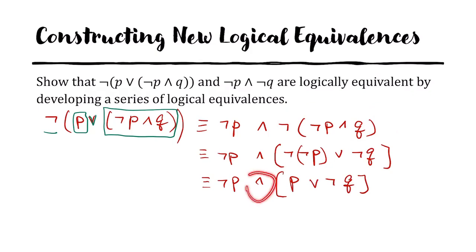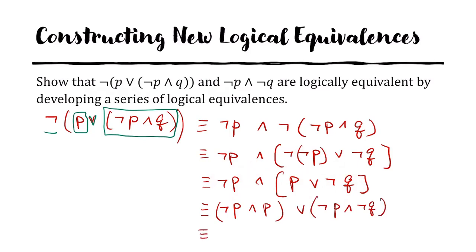So what do we have here? We have the conjunction here and we have the disjunction here. So we can apply a distribution law. So we can have not P and P, or then we will distribute it to not Q. So we have not P and not Q. And here we have not P and P. So can we have not P and P?